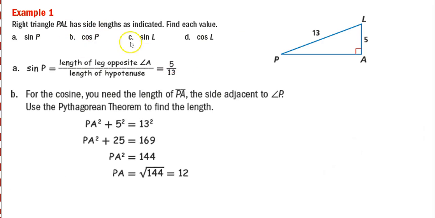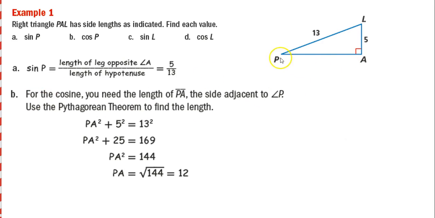For cosine of P, so if we're looking for the cosine of P, you need the length of PA, because the cosine is the adjacent side over the hypotenuse. So if we're sitting here at angle P, the adjacent side is PA over the hypotenuse. So we need to find PA in order to find whatever the cosine of P is.